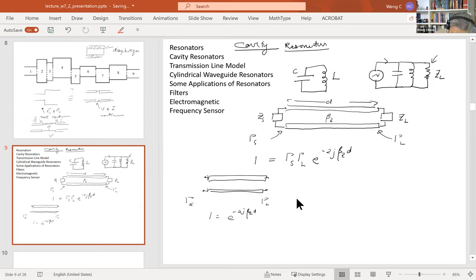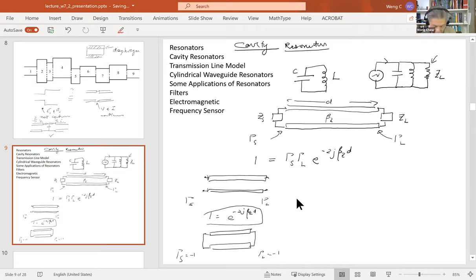And another case is when you have two shorts, put shorts at both ends. Gamma S equals minus one, gamma load equals minus one, and you can still get the same equation because gamma S is minus one, gamma L is minus one. You get the same resonance condition.